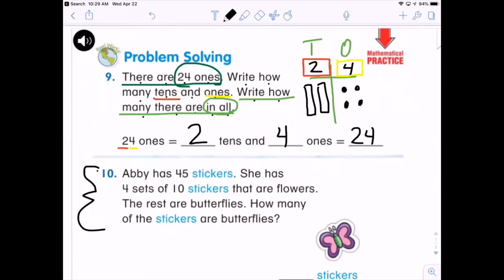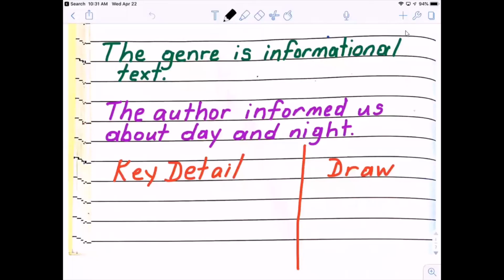Okay, so it says, Abby has 45 stickers. She has 4 sets of 10 stickers that are flowers. The rest are butterflies. How many of the stickers are butterflies? Okay, so just try your best and tomorrow we will work together on it. Okay, it's writing your key detail here and then your drawing.